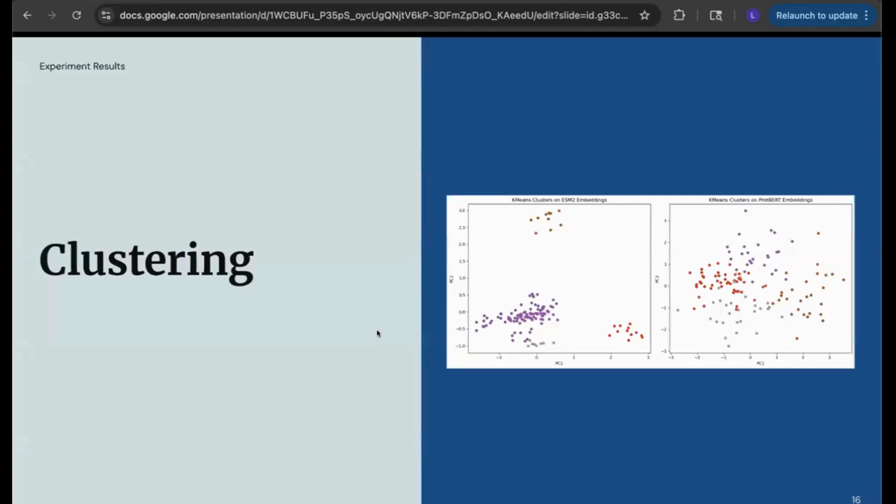Once again, just a reminder from a few slides ago that these were the results of the k-means clustering that I performed on the embeddings. And it very much shows that these models are capturing different features of the sequence.